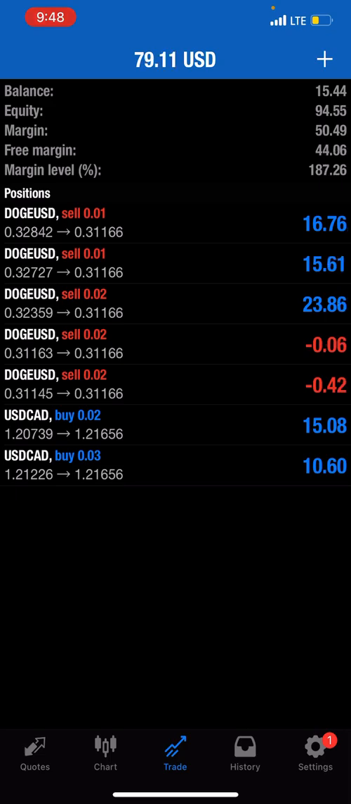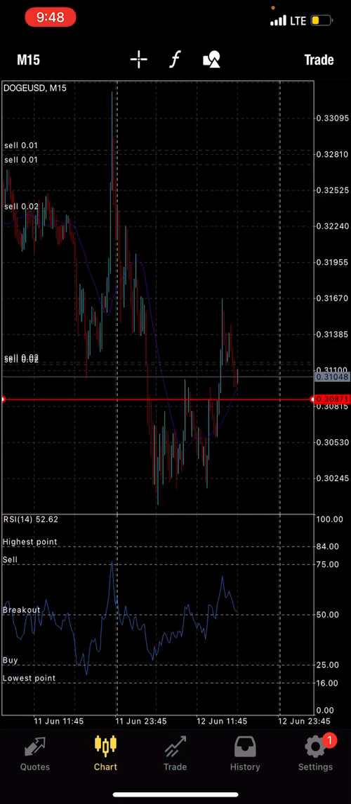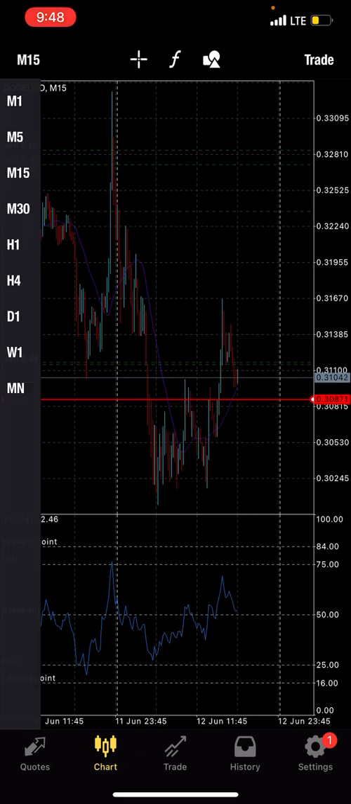These are my trades I've been holding. You feel me? Just a little some. Been holding these for the past few days.